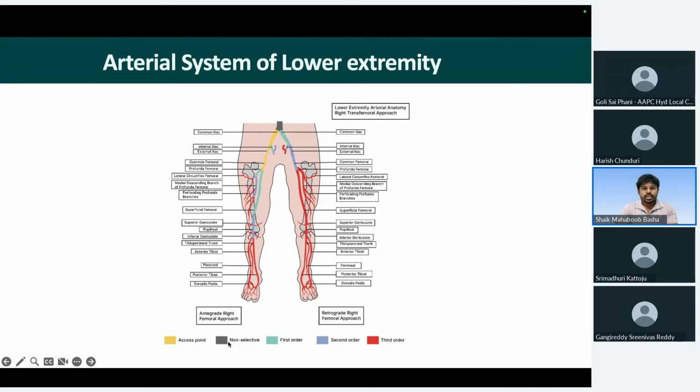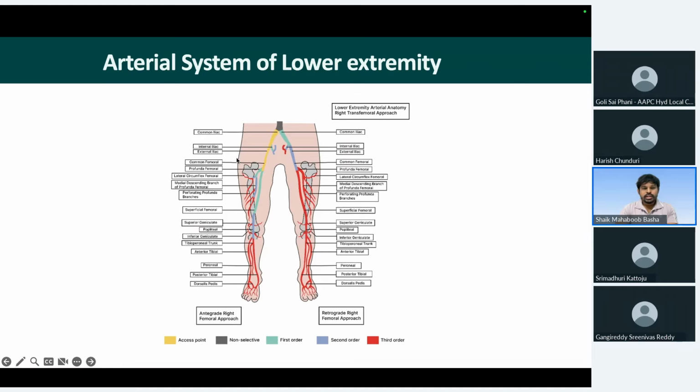So while coming to non-selective, as we discussed in the previous session, the aorta is always considered non-selective. So the gray color or a little black color we mentioned as non-selective. Apart from the aorta, other arteries will be selective. So what are the arteries representing this color? All are falling under first order. The purple color will be representing second order. The red color is always considered as third order.